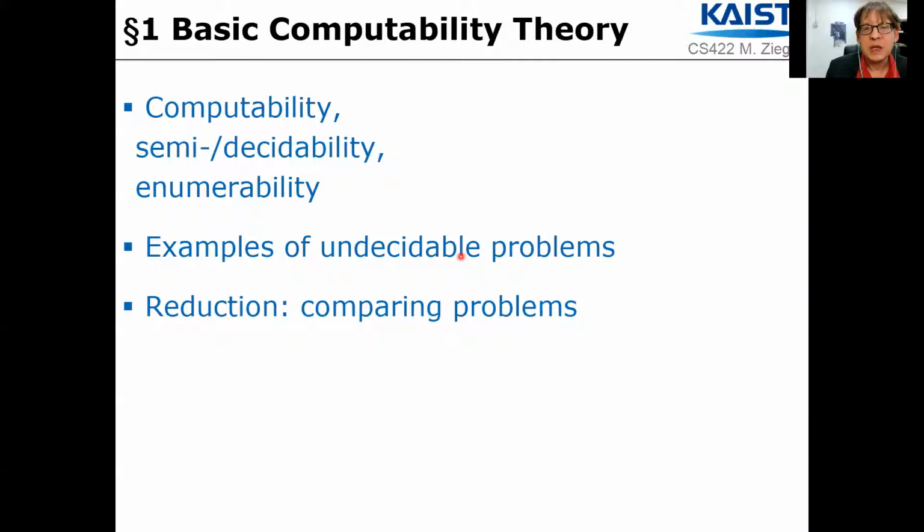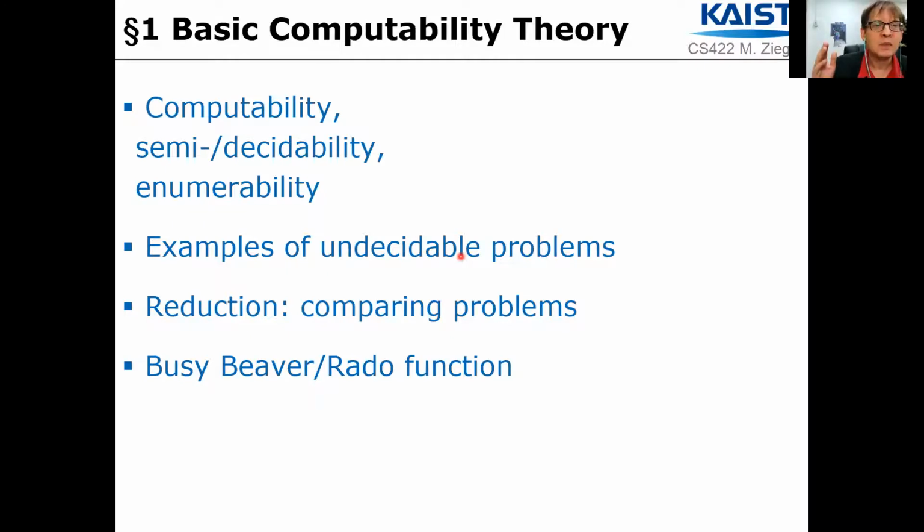Some of you may be familiar with polynomial time reduction, but without the qualifier polynomial time, that's actually historically the first notion of reduction, and that's what we're going to study and apply in order to formally compare problems. Then we'll have a look at the uncomputable functions as opposed to decision problems, namely at the so-called busy beaver function, or, which turns out closely related, the Rado function.